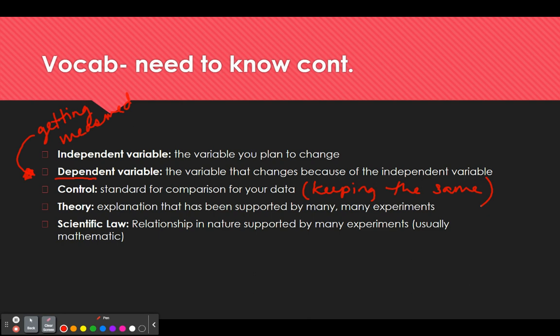A theory is an explanation that's been supported by many experiments. So that means I'm taking a hypothesis and I'm testing it over and over again, and I'm seeing the exact same thing every single time. And then a law is where we are seeing that not only is this relationship shown in nature with many experiments, but it's also being supported mathematically.